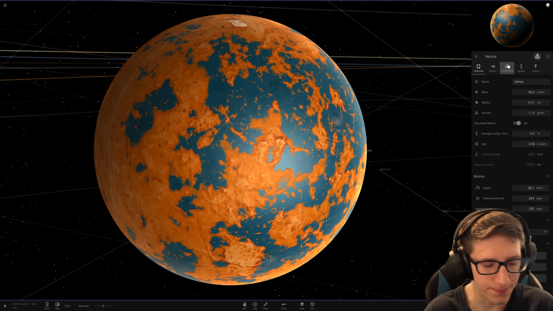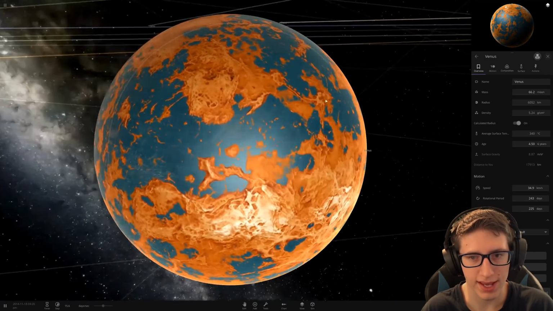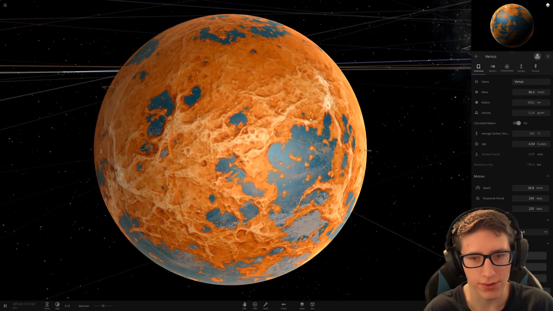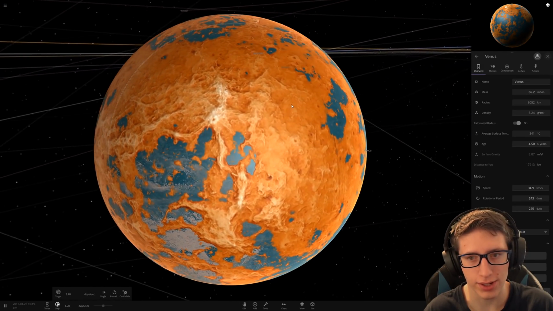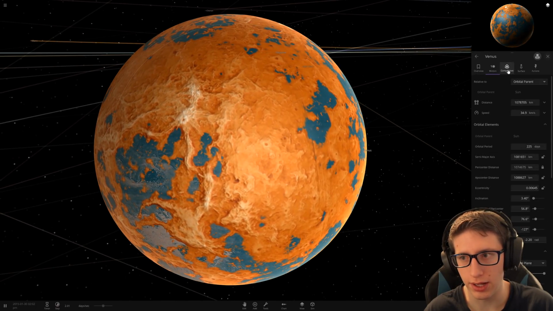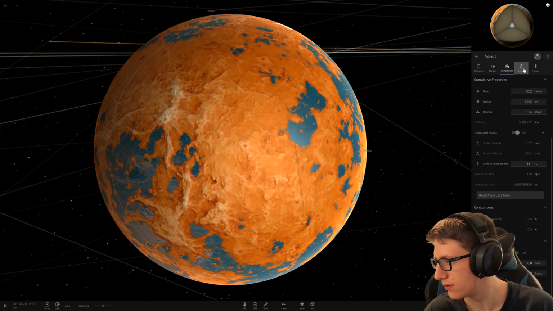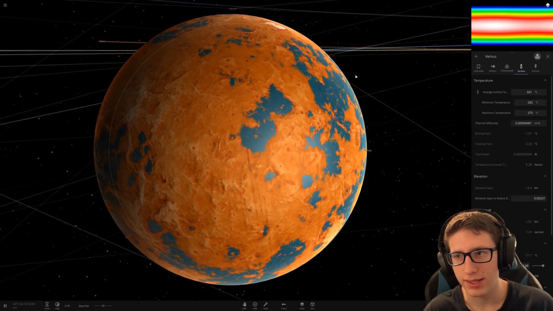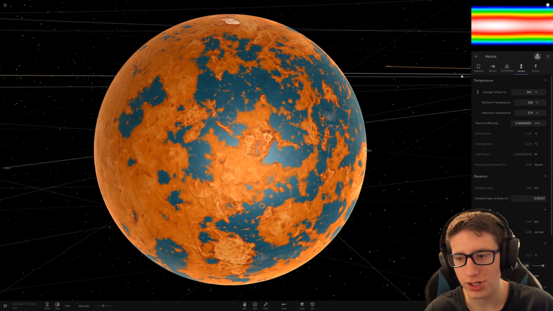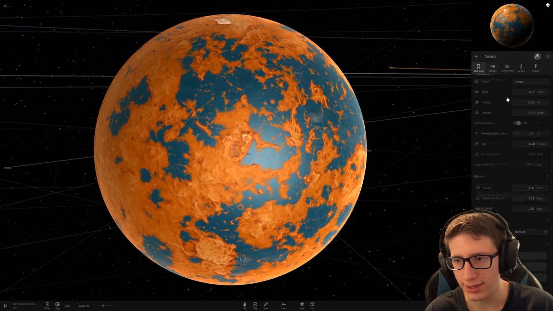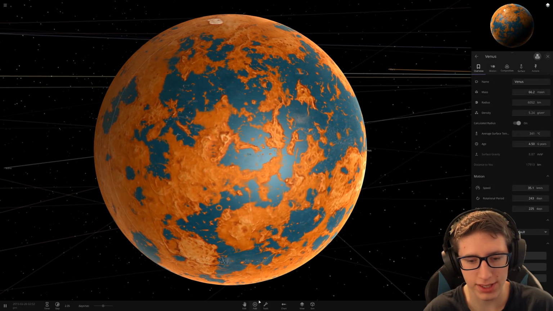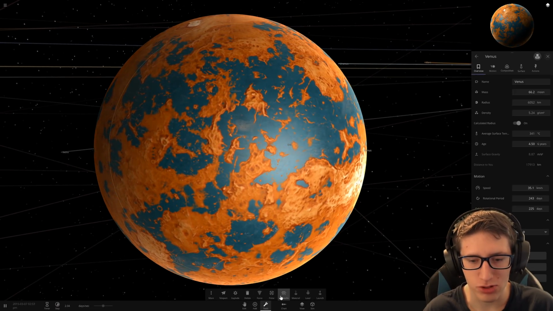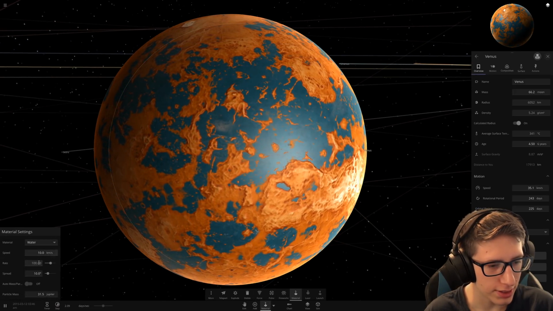Is that like the acid oceans? I have no clue what's going on here, honestly. I don't know why Venus is blue. Probably supposed to represent sulfur lakes. Yeah, that's what I'm thinking. Just kind of odd. Okay, well, let's add water and see what happens to the sulfur lakes. I'm sure nothing could possibly go wrong.